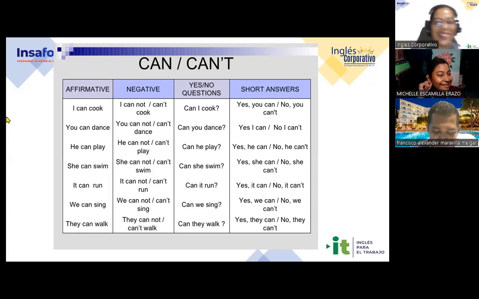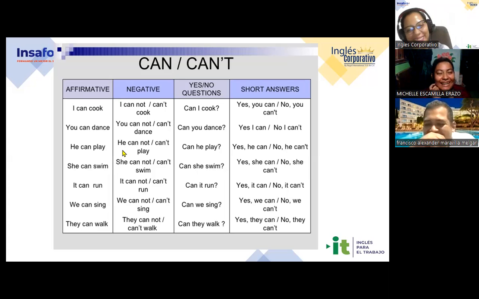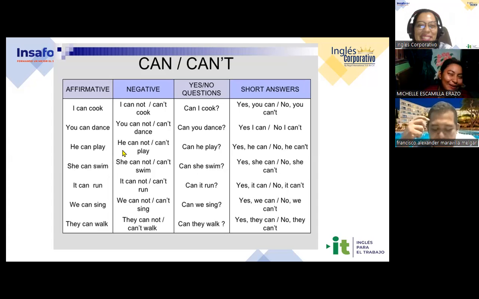Can you cook every day, Michelle? Repeat, please. Can you cook every day? Que se puede cocinar todos los días. Todos los días. No, I can't. Every day, no. Okay. Teacher, los domingos no, dice ella. Muy bien.